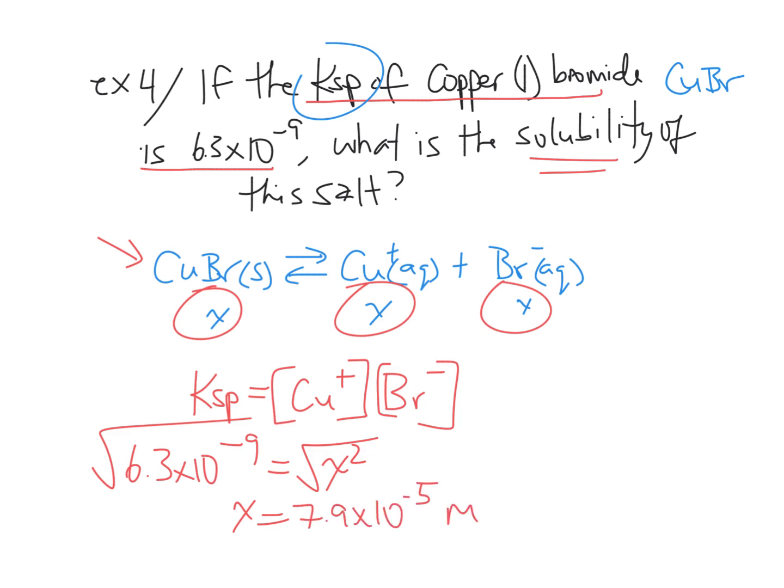And so that's also going to be, as well as being the concentration of each ion, the moles per liter, the concentration of copper bromide that would have gone into solution. So therefore, we would say the molar solubility, or the solubility of copper bromide, is 7.9 times 10 to the -5 moles per liter. Now in this one, you just have to watch out for your x's. It's all 1 to 1 to 1. In a different situation, just watch out for your 2s or 3s or whatever might be out there for coefficients.